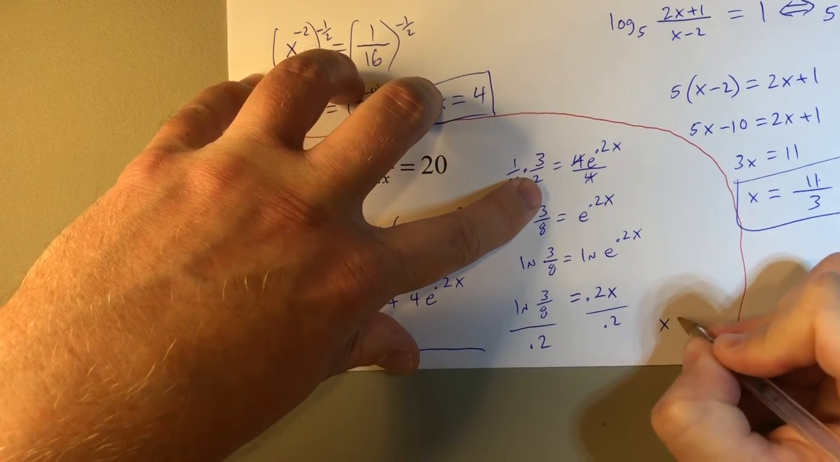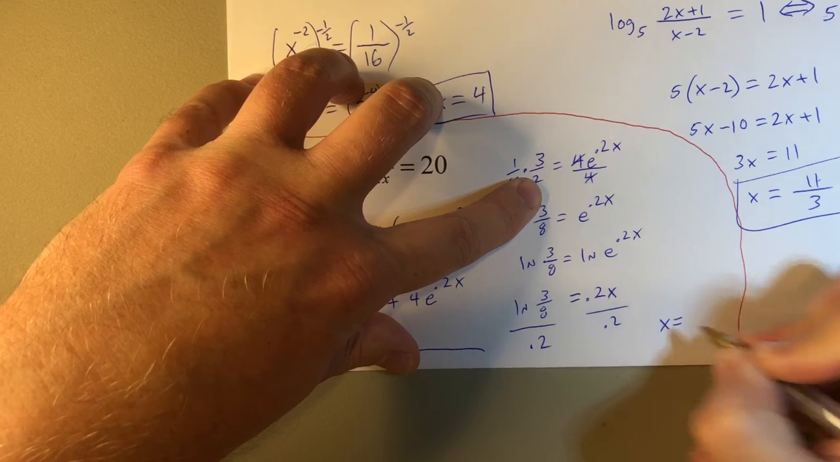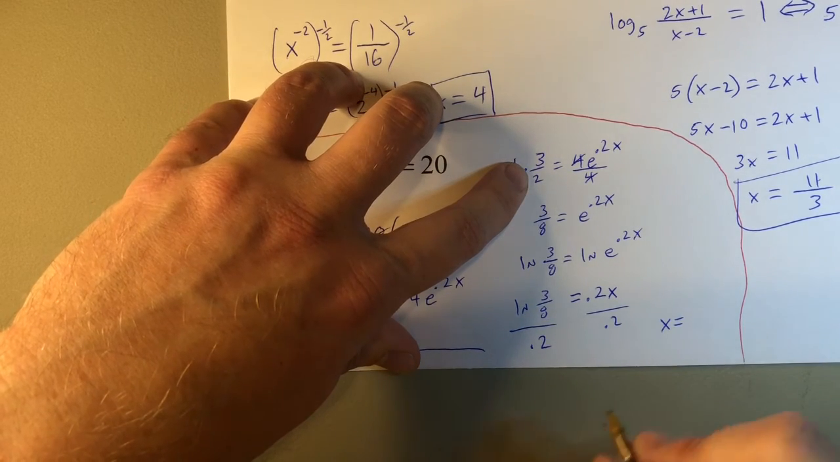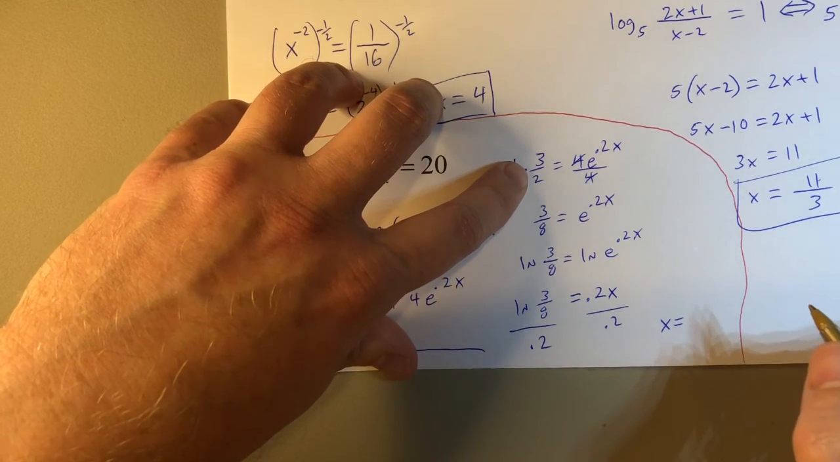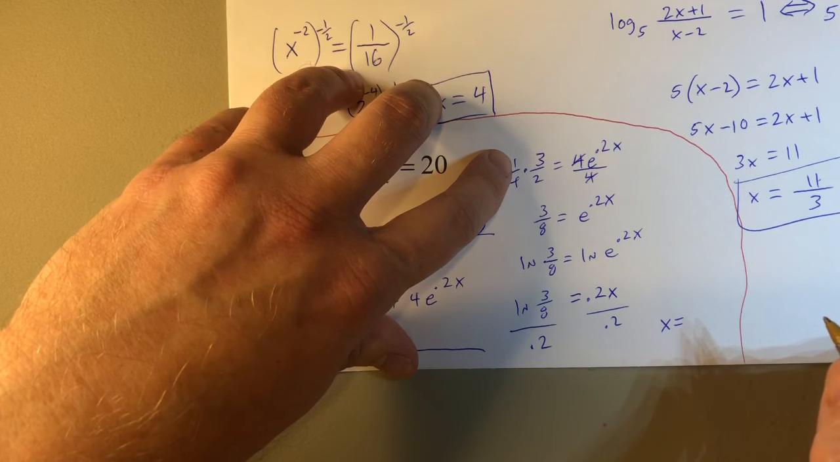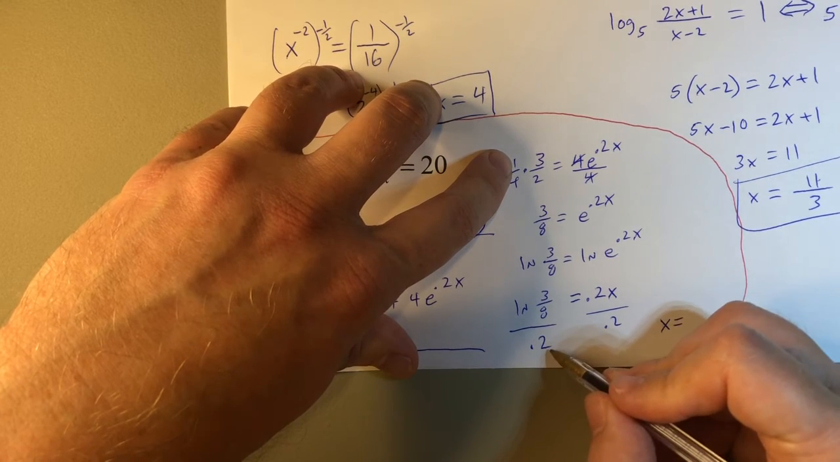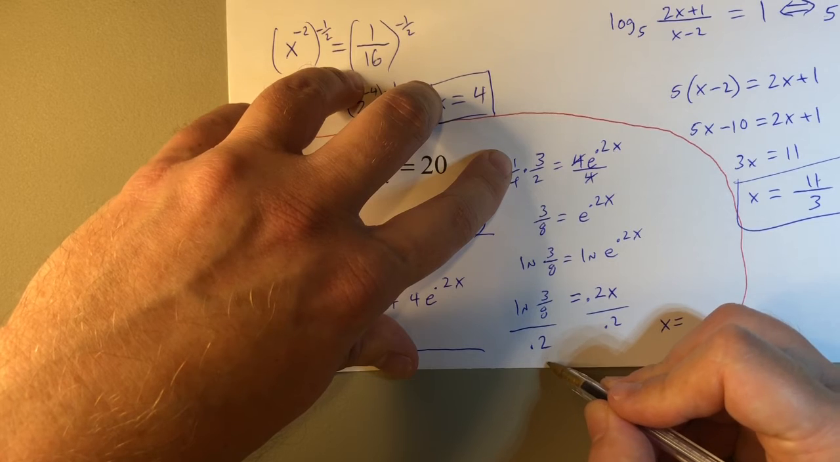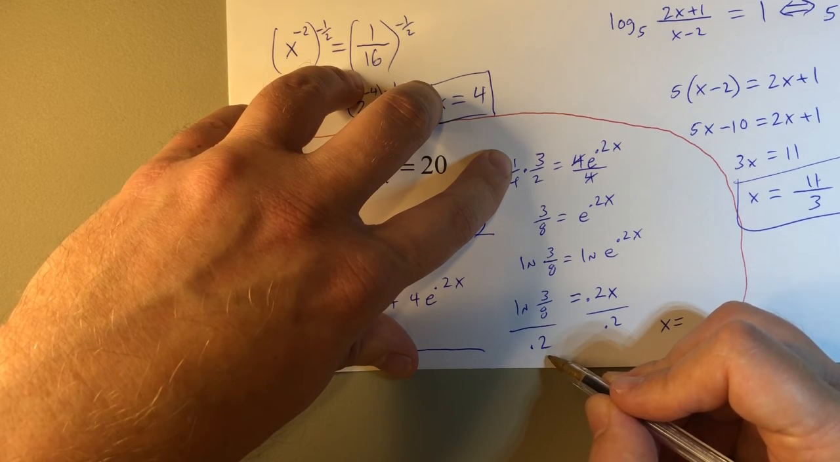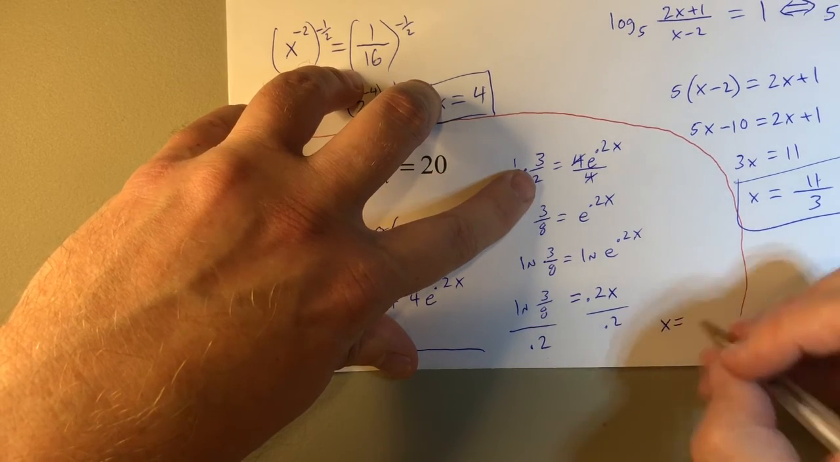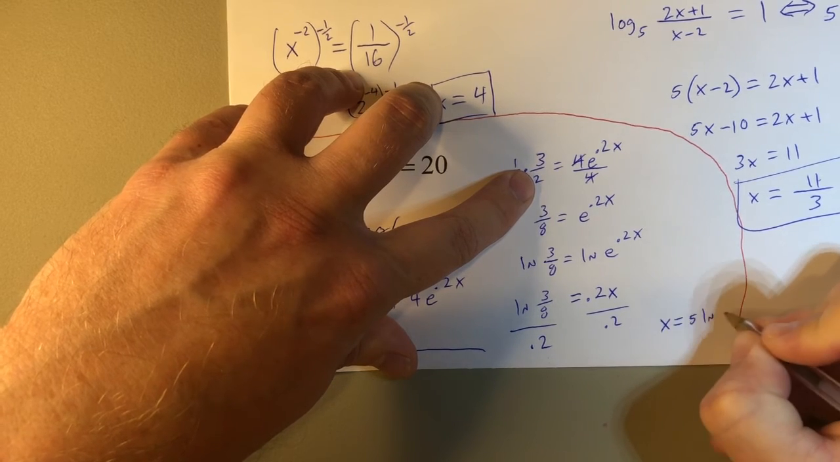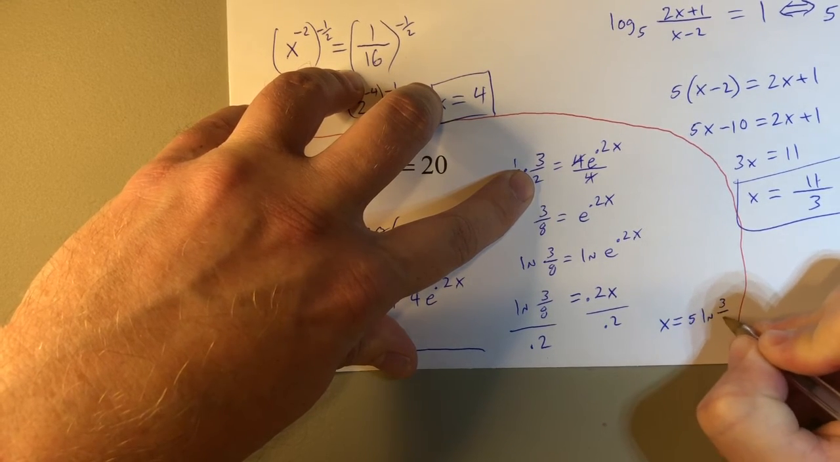I mean, you can look at this in different ways. You could say it's exactly 5 ln of 3/8, because when you divide by 2/10, same as dividing by 1/5. When you divide by 1/5, it's the same as 5 times this. So the exact answer would be 5 times the natural logarithm of 3/8.